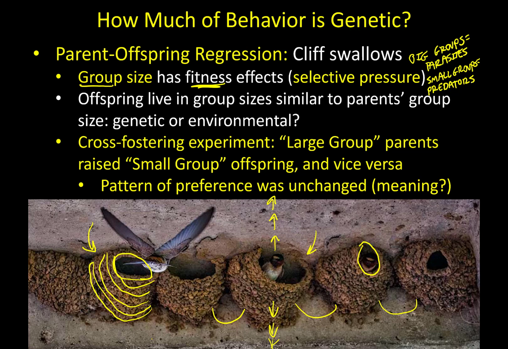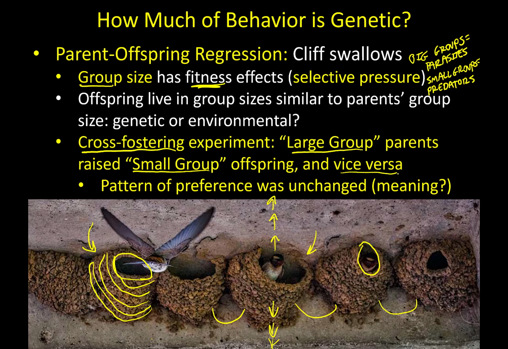To examine this, we're going to do something called a cross-fostering experiment. This is where you take offspring and you switch them between different parents. So we'll start with a set of large group parents, and we're going to give them offspring that are originally from a small group parent. We'll then take large group offspring and give them to small group parents. That's the vice versa part. So you've got large group parents raising small group offspring and small group parents raising large group offspring.